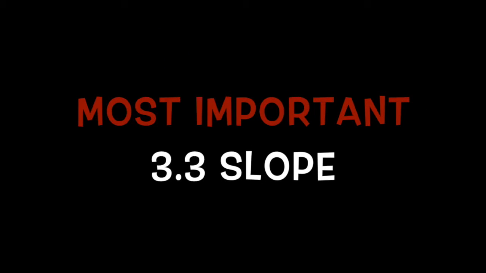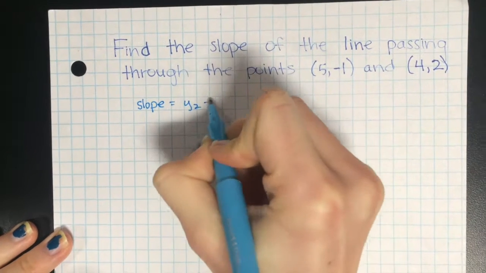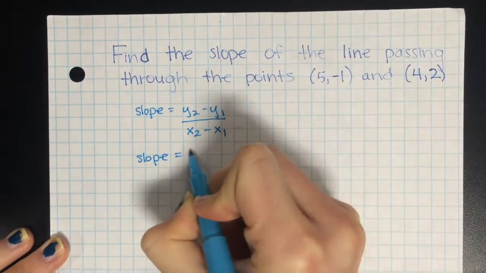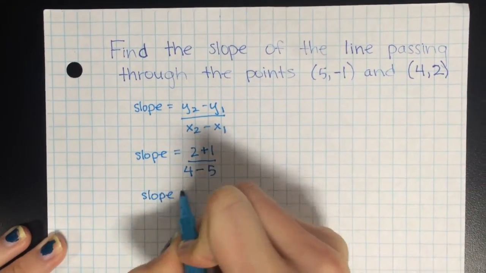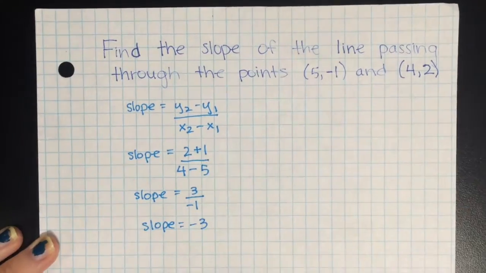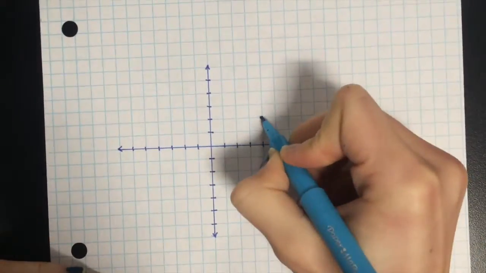The most important lesson to know from this chapter is 3.3, slope. This is super important to know because not only do you use slope for a large portion of chapter 3, you can apply it to many other lessons. To find the slope of a line, use the slope formula, which is y2 minus y1 over x2 minus x1.